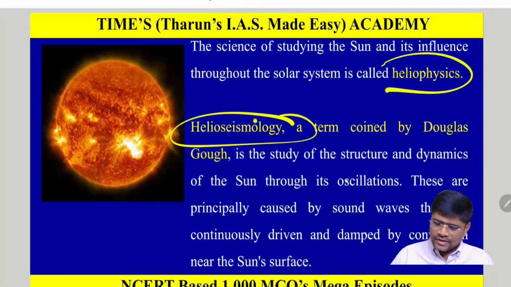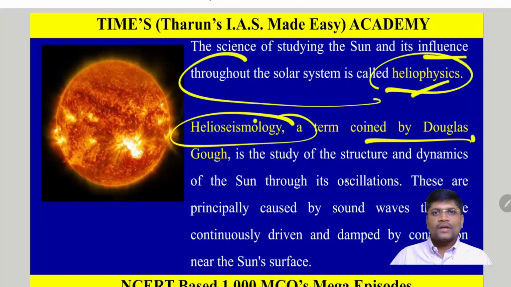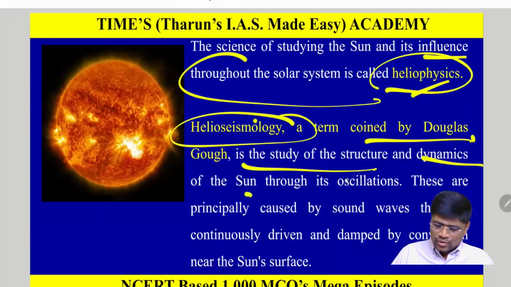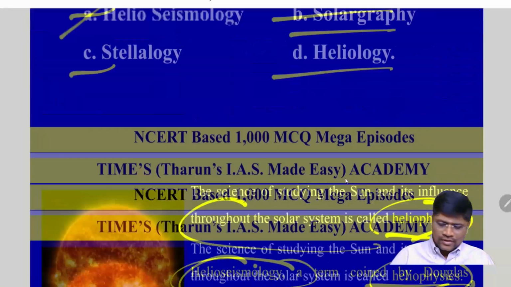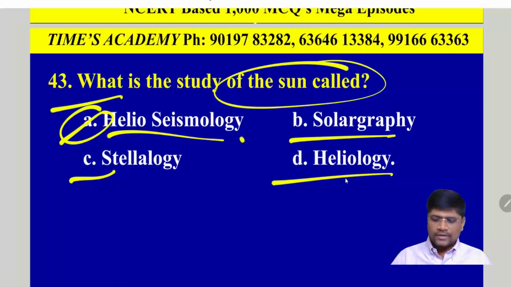It is also called heliophysics, but the word helioseismology was coined by the scientist Douglas Gough. The science of studying the sun and its influence throughout the solar system is called heliophysics. And helioseismology is the study of the structure and dynamics of the sun through its oscillations. Clear? So we can use both words, but the right option is option A, helioseismology. Clear?